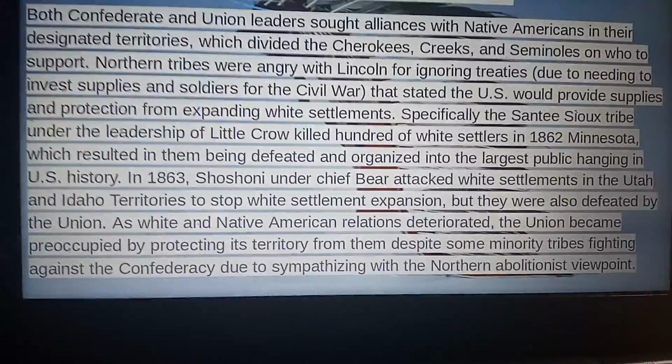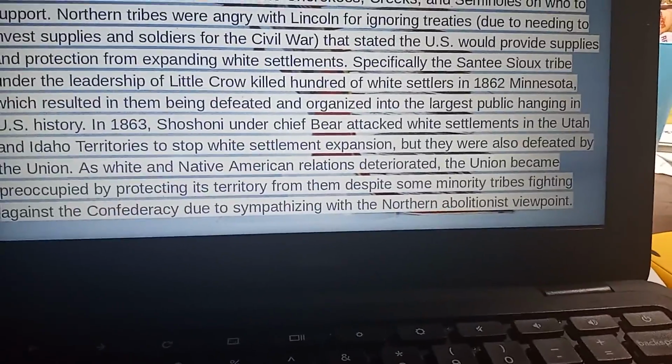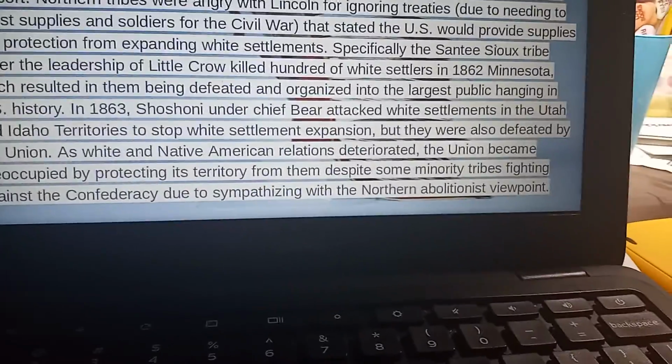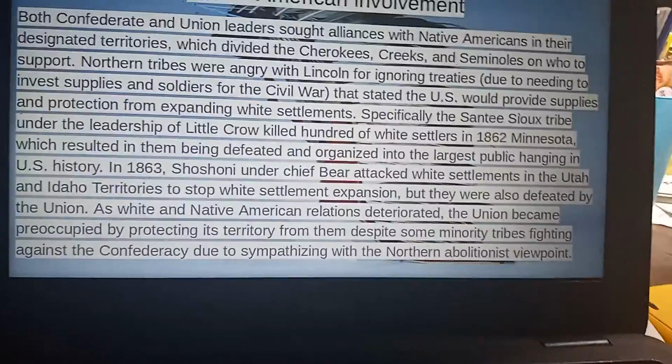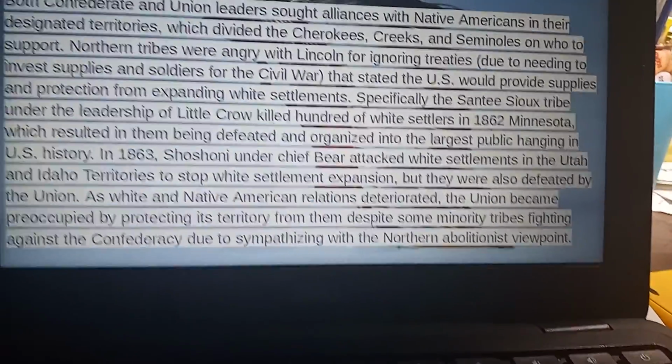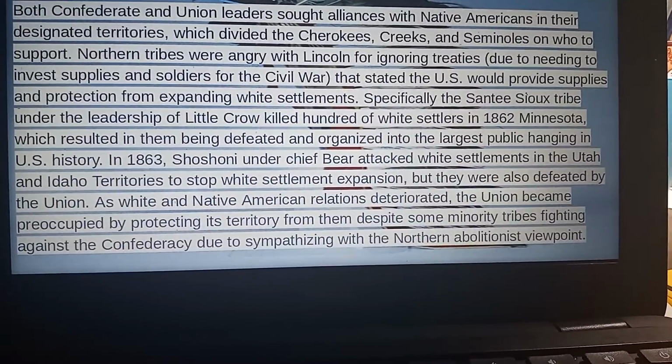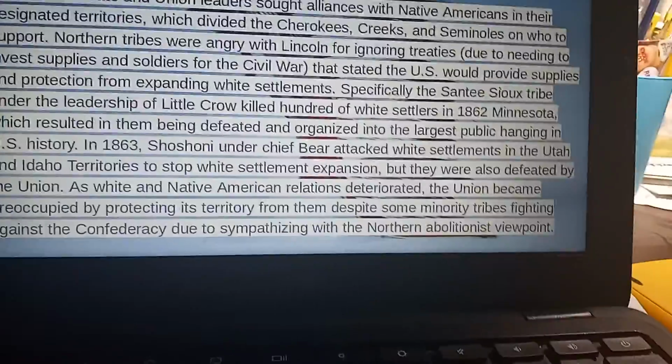It's crazy that in 1862, it was because Native Americans were angry at the expansion of white settlement during our Civil War. In 1863, the Shoshone, under Chief Bear, attacked white settlers in the Utah and Idaho territories to stop white settlement expansion, but they were also defeated by the Union. As white and Native American relations deteriorated, the Union became preoccupied by protecting its territory from them, despite some minority tribes fighting against the Confederacy due to sympathizing with the Northern abolitionist viewpoint.